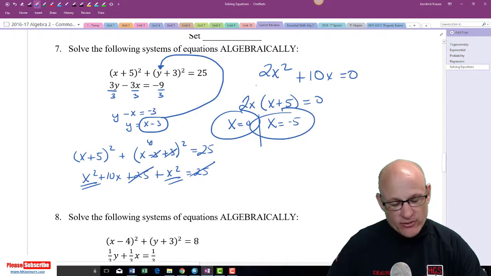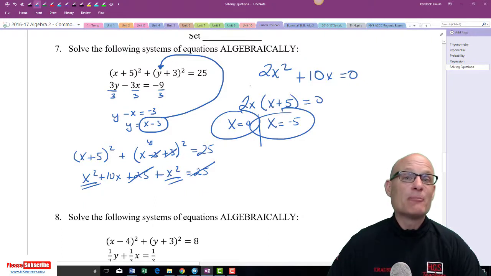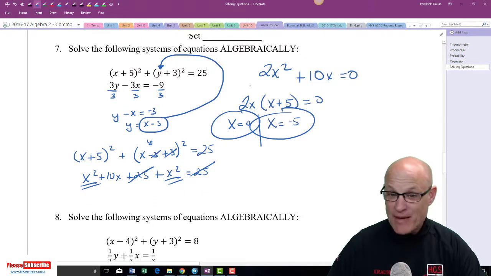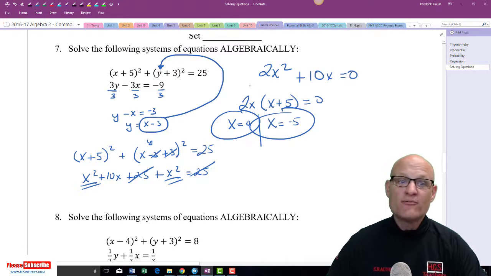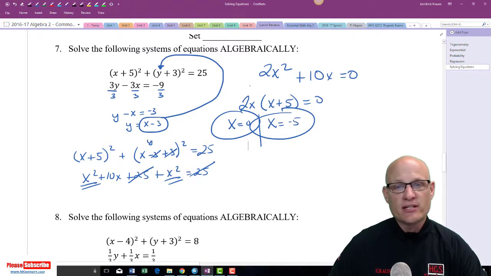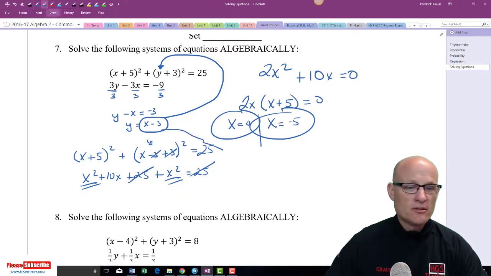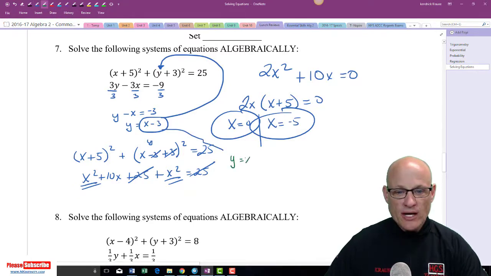Now, the most classic mistake with these is forgetting to get the y values. You have to get the y values. I'm going to use this equation right here. y is equal to x minus 3. y is equal to 0 minus 3. y is equal to negative 3. y is equal to x minus 3. y is equal to negative 5 minus 3. y is equal to negative 8.